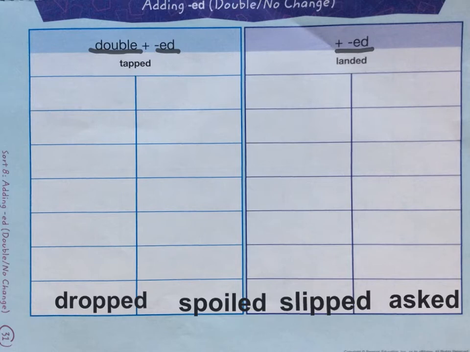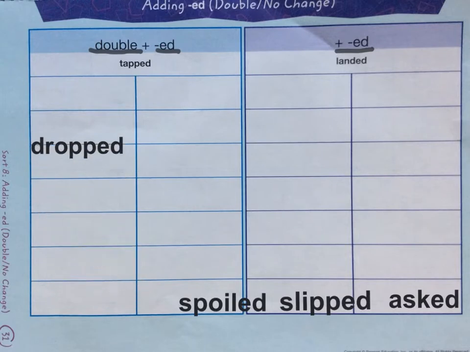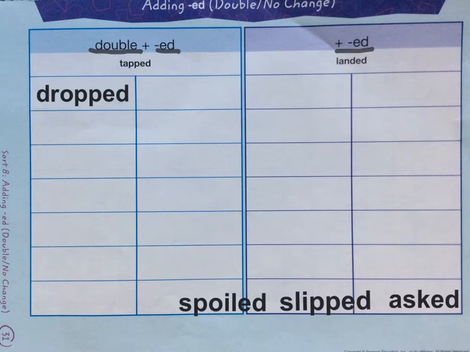We notice that the base word in dropped is drop and the P was doubled, and since the P was doubled, we know that we're going to put it under here, where we had to double the consonant before we added an ed. I dropped the plate on the floor and it shattered into pieces.